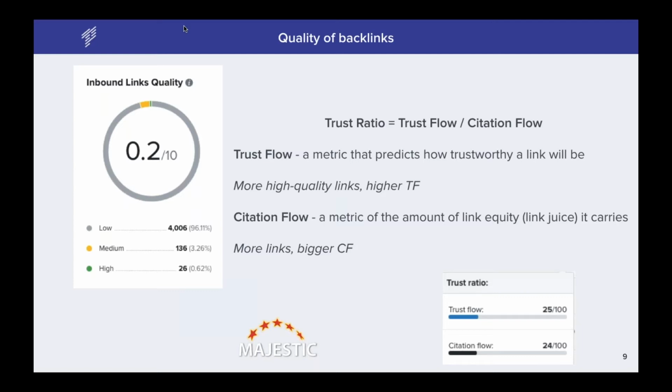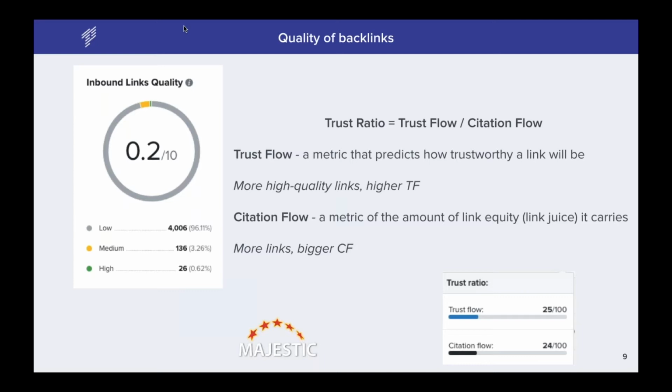Together. As I said, this is all in Majestic. You can either check it in Majestic itself, or you can also check it with our Positioning Pro or Enterprise solution when we provide you with those metrics. And so we first have trust flow, which is a metric that predicts how trustworthy a link will be based on how close it is to trusted and authoritative sites. In general, the trust flow increases when links pointing to a site are of high quality.